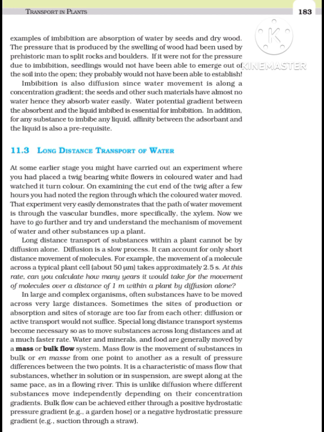Long-distance transport of substances within a plant cannot be by diffusion alone. Diffusion is a slow process. It can account for only short-distance movement of molecules. For example, the movement of a molecule across a typical plant cell, about 50 μm, takes approximately 2.5 s. At this rate, can you calculate how many years it would take for the movement of molecules over a distance of 1 m within a plant by diffusion alone?